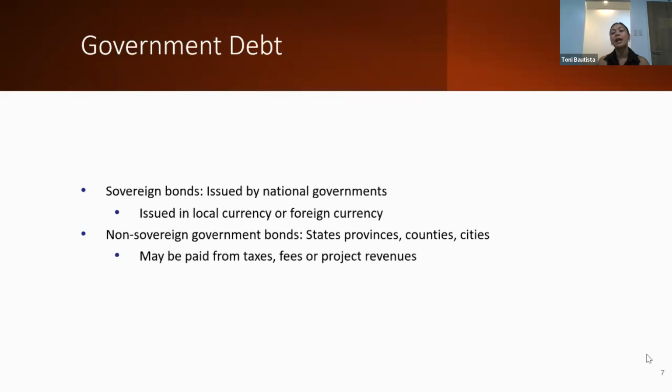Here in the Philippines, we have peso-denominated bonds. We call them GS for short. And then we have dollar-denominated bonds, wherein the issuer is the Republic of the Philippines, and we call them ROPs for short. And then there are some non-sovereign government bonds, such as munis. So you have munis, wherein state, provinces, counties, and cities can issue bonds. Here in the Philippines, it's not as common at this point.